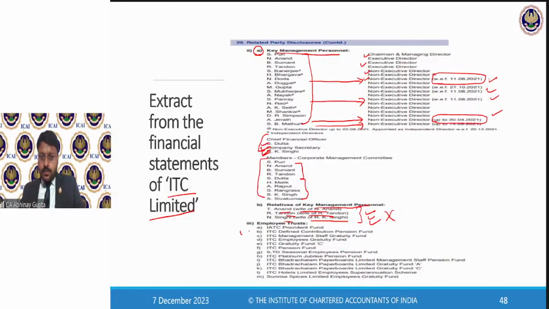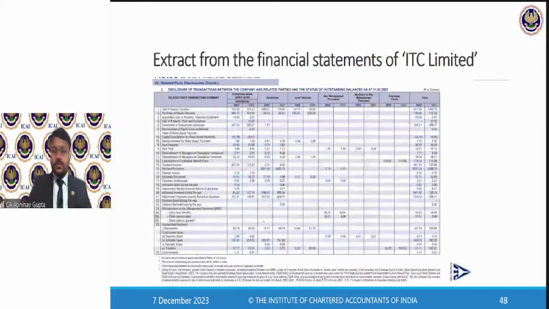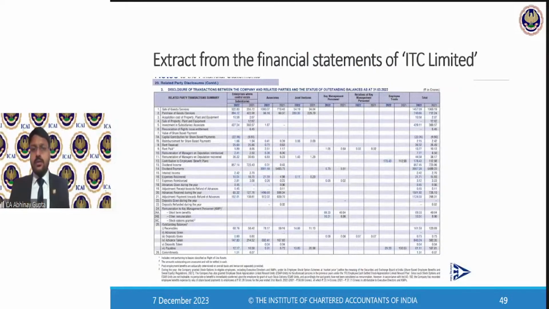Then post-employment benefit plans, one of the disclosure requirements we have discussed. So we will list the provident fund, pension fund, and employees gratuity fund. All the post-employment funds which the company has in place need to be disclosed under the employee trust category. Nomenclature you may choose. And this is how the transactions will be disclosed with these related parties.